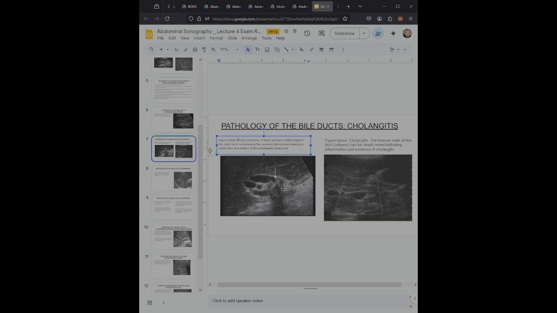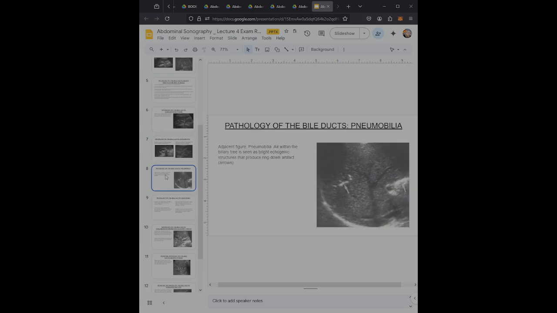Here we have an example of Mirizzi syndrome, and a stone is noted lodged in the cystic duct, and this compresses the common bile duct, leading to obstruction and dilation of the extrahepatic biliary tree. Next to that we have cholangitis, where the internal walls of the duct can be noted, indicating there is inflammation.